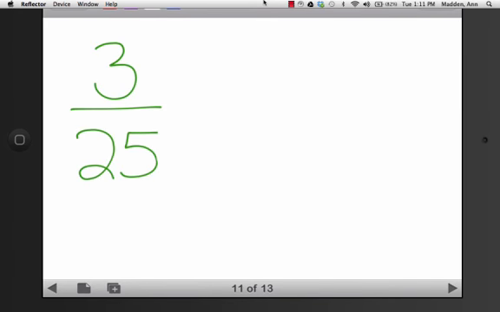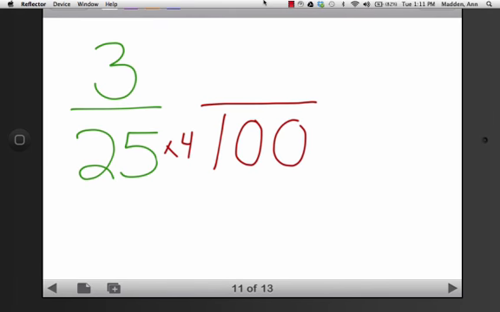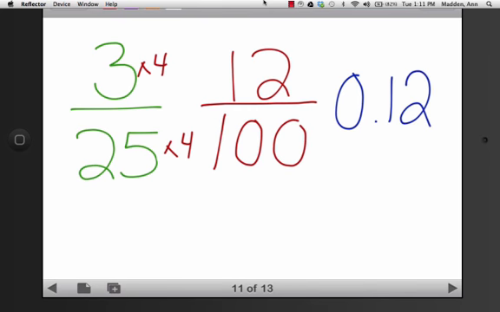3/25. Now hold on a second. There is not a 10 or a 100 at the bottom of that fraction. What I first need to do is make this an equivalent fraction with a 100 at the bottom. So how did I get from 25 to 100? I multiplied by 4. So 3 times 4 is 12. Now I have 12/100. It should look like that.